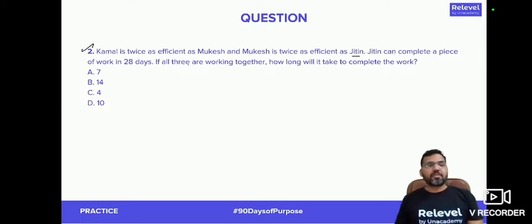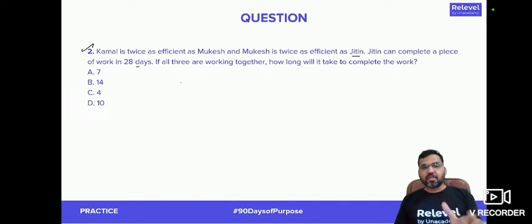If all three are working together, how long will it take to complete the work? This is an efficiency based question, so you need to use the basics of ratio to answer it. Again, by defining your work in terms of units, we will solve the question quickly.